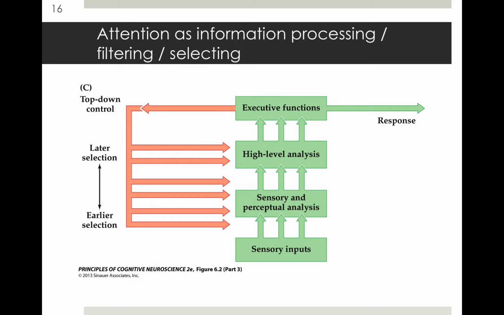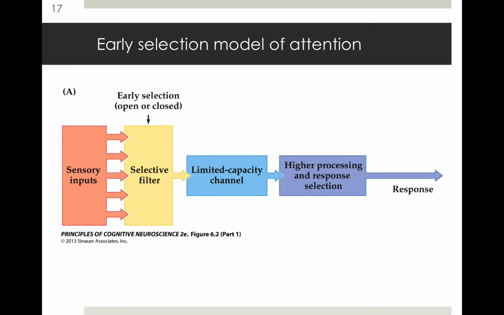So the earlier selection theories of attention pertain more to the sensory side of things, whereas later theories of attention pertain more to the top-down or the executive side of things. So that's a vertical way of looking at it. This is a horizontal way of looking at it. It's pretty much the same idea, right?